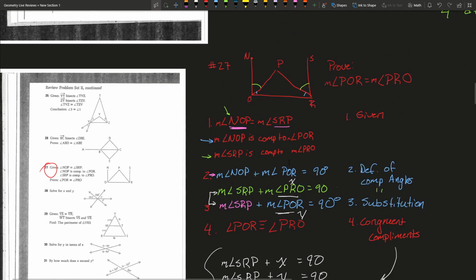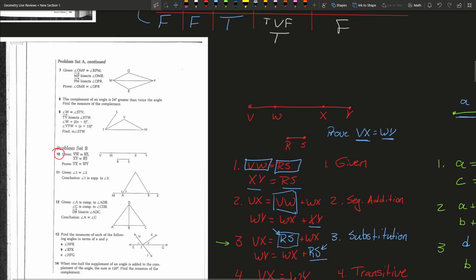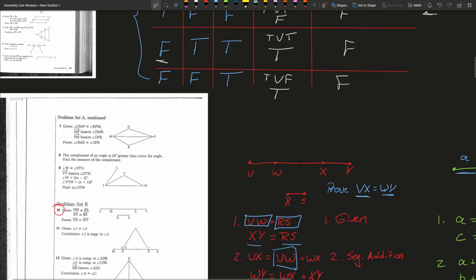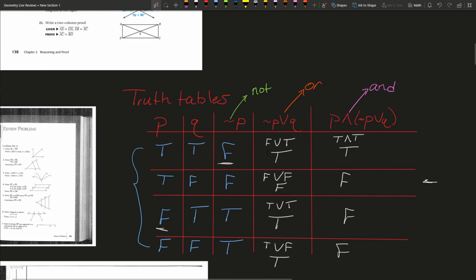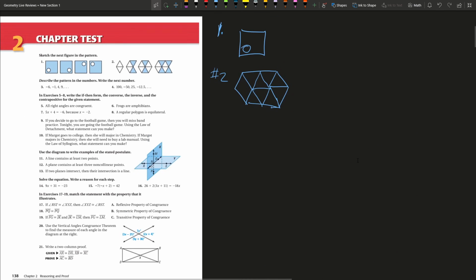So number 27 is reasonable. Number 19 is reasonable. Those first 4 or 5 that we did in class, those are reasonable. So those things I would expect you to know. Truth tables, conditional statements, inductive reasoning, which really shouldn't be that hard. So questions 1 through 4, just being able to find a pattern and then expand on that.